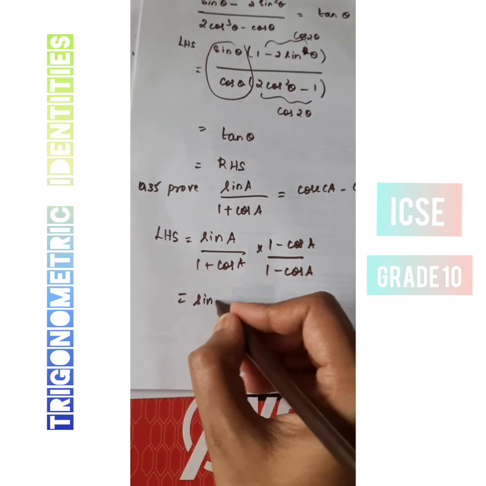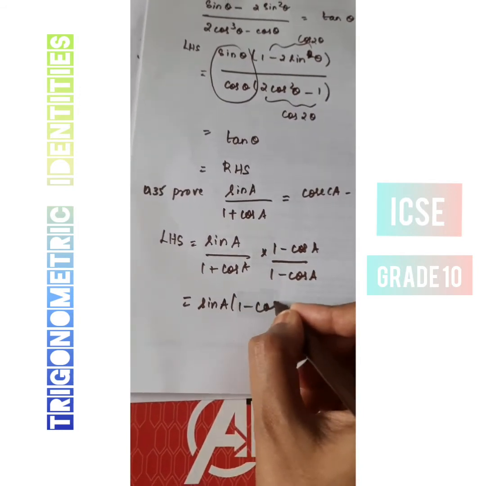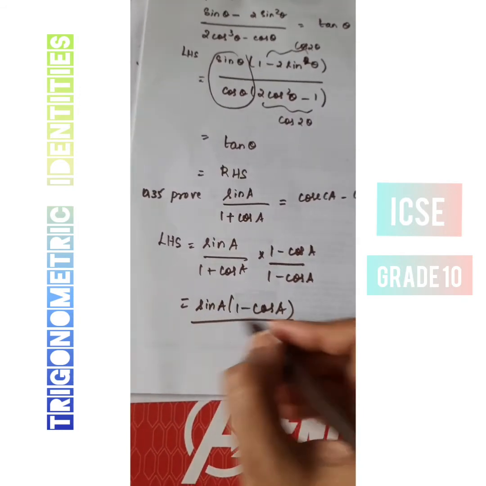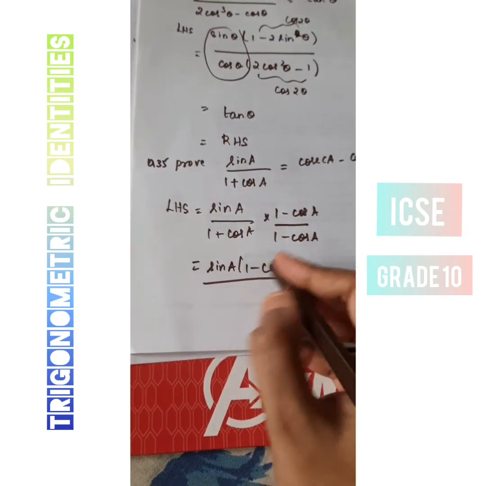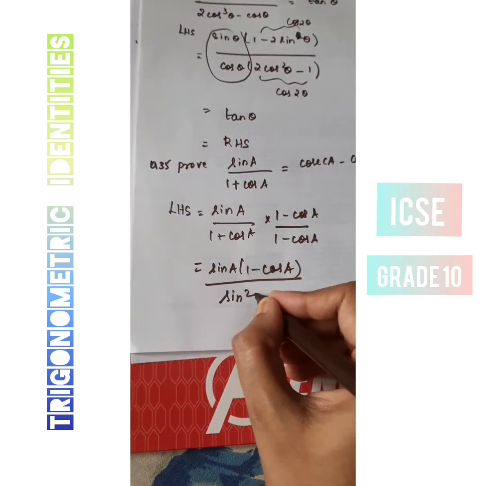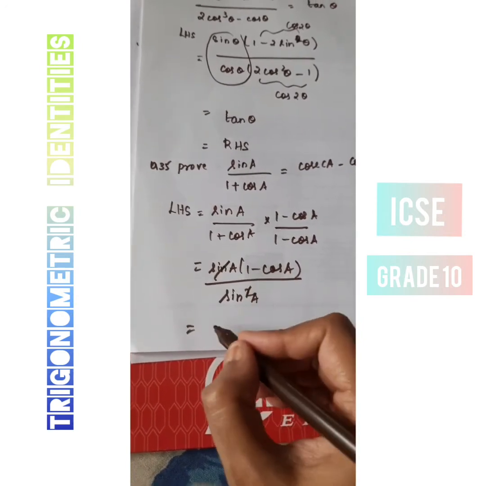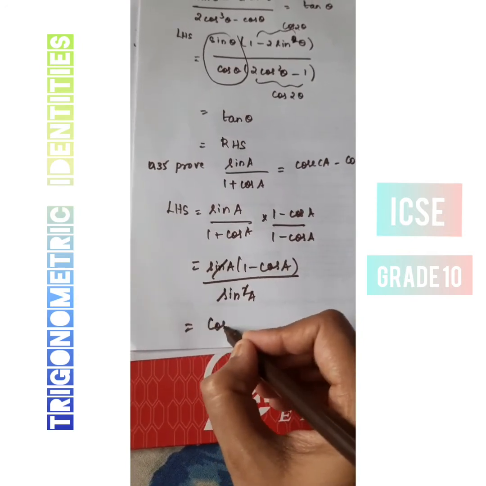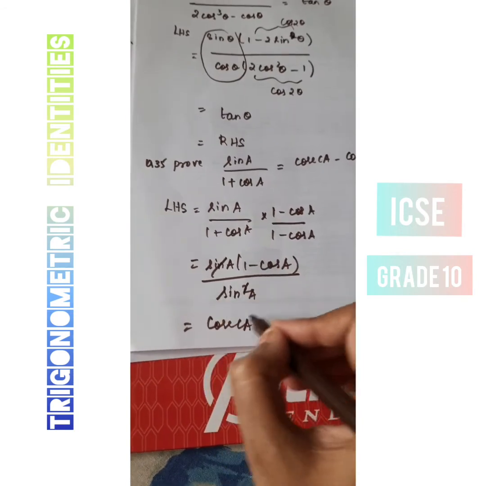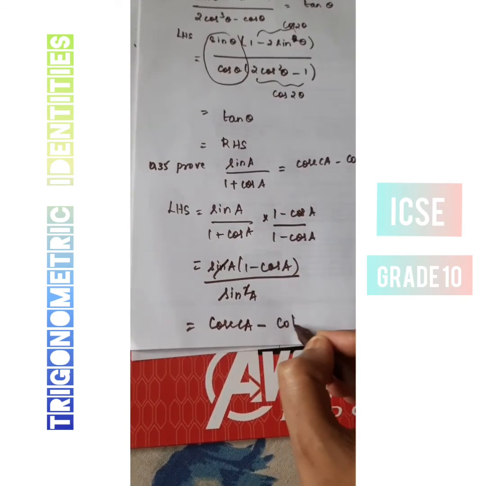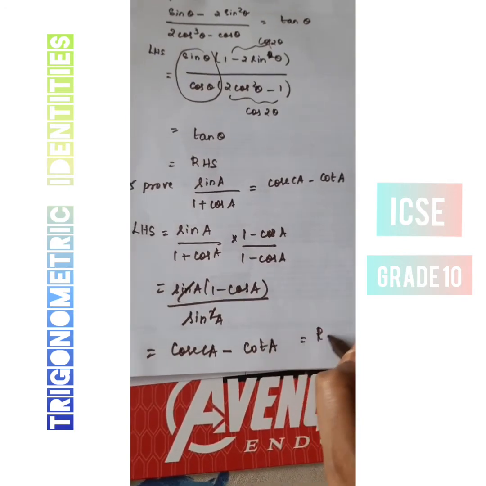So numerator is sin A into 1 minus cos A, and denominator is 1 minus cos square A, which can be written as sin square A. So 1 sin A goes off. 1 by sin we know is cosecant A. Cos by sin we know is cot A. So that's the RHS, hence proved.